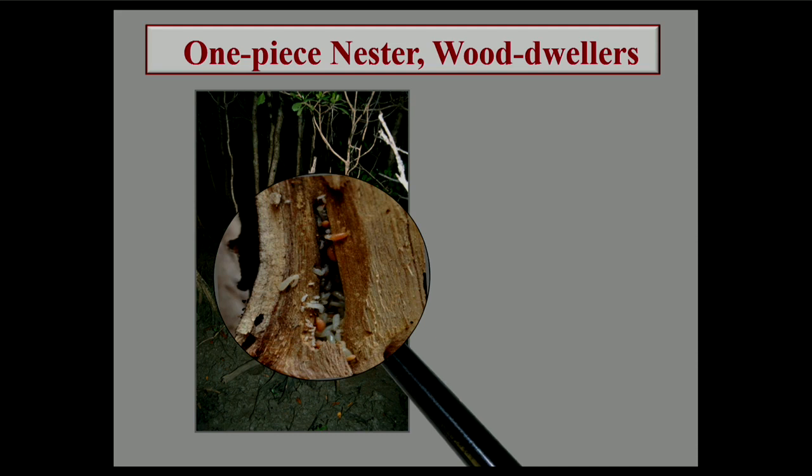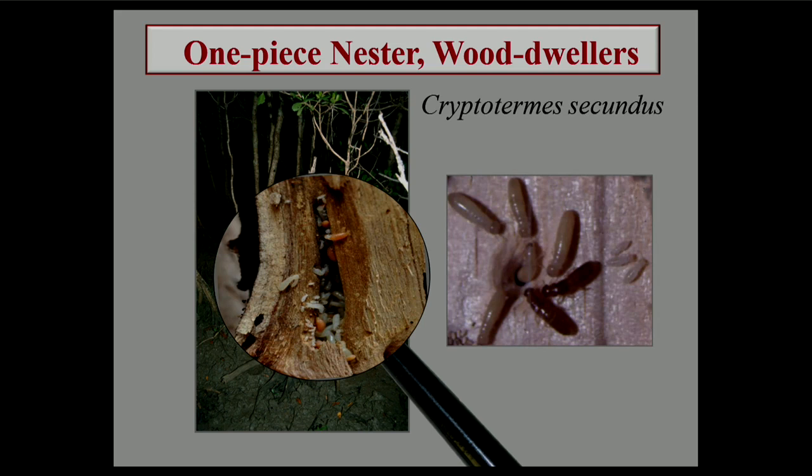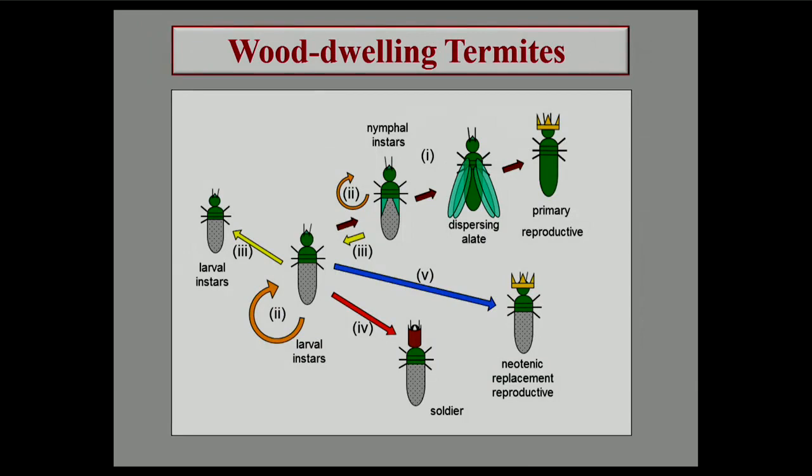And why is it interesting to study this species? I actually, on purpose, chose this species because this wood-dwelling life type is supposed to be the ancestral life type because it is shared with the sister taxon of the termites, the wood roaches. And another nice thing about these wood-dwelling termites is that they are very flexible in their development.